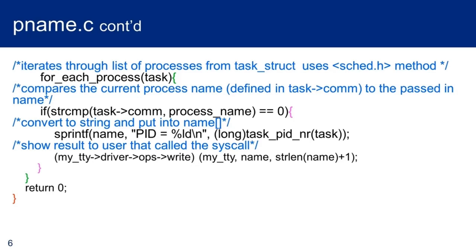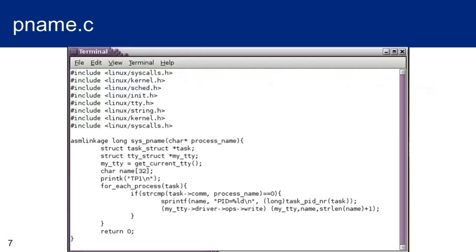In the sprintf statement, the LD format is just for long decimal, which is how the PID is held in the kernel task structure. And the sprintf behaves like printf in terms of format statements, but in this case puts the PID into a string buffer pointed to by name, and appends a null automatically when the string ends. Finally, it uses the write command to write the string to the screen. But since the kernel is doing the writing, it needs to determine the user's TTY to make sure it goes to the right place.